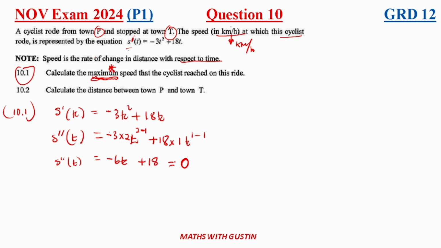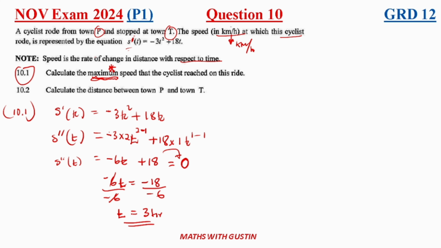This is the same thing that you would do if you were doing a cubic function and they asked you for the maximum point of inflection. So this is what you would calculate: the second derivative is equal to 0. So we are looking for the time it took to reach that maximum speed. Take 18 to the other side, which gives us negative 18 divided by negative 6, the negatives cancel out. t is going to be 3 hours. So this is the time it took to reach maximum speed.